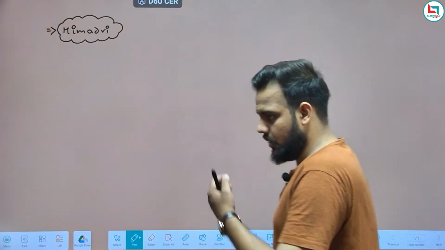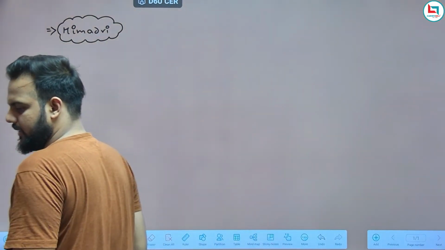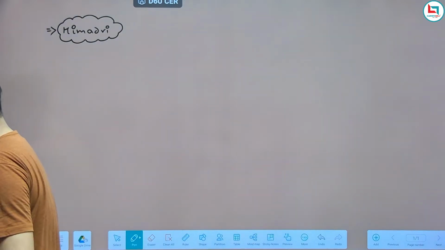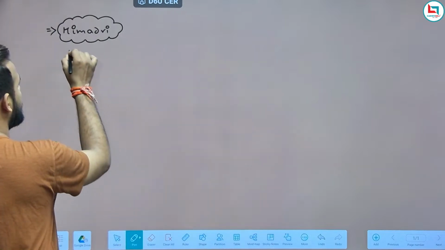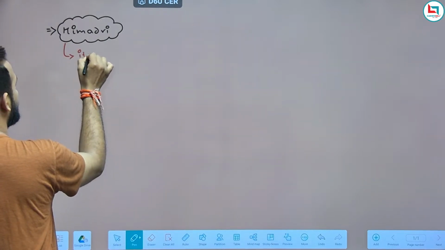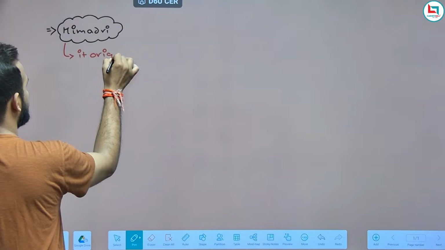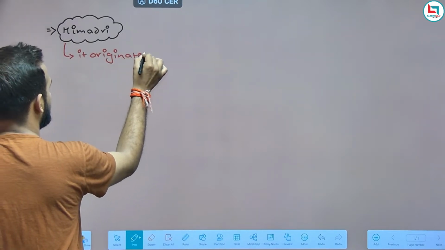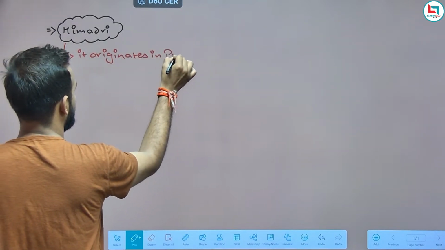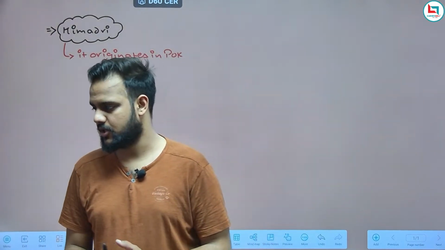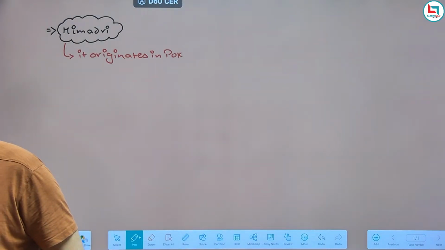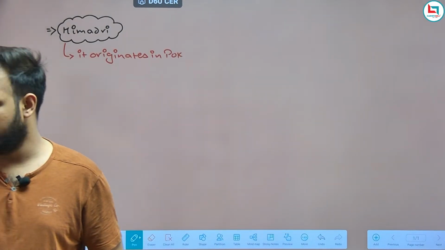Now everything is going good. So we have to talk about the Himadri. Himadri originates in POK. Okay, write down that it originates in POK, Pak occupied Kashmir. After this, Himadri enters into Jammu and Kashmir.